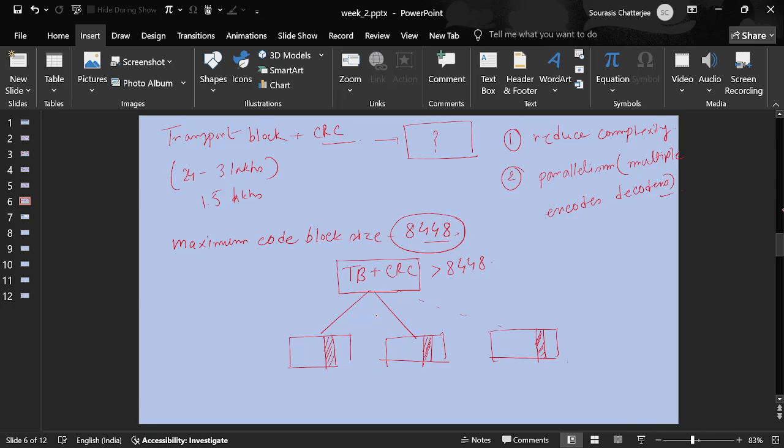So what is the usefulness of having these CRCs, which you said are called CB CRCs? Why do we need them? We already have the TB CRC, right? So why should we even go for the CB CRC?